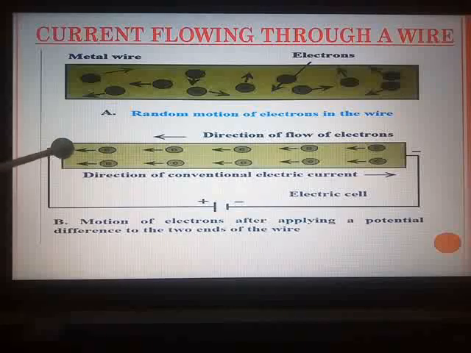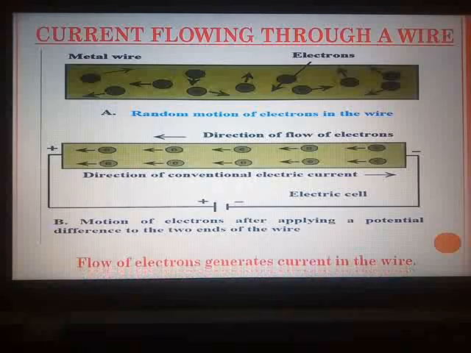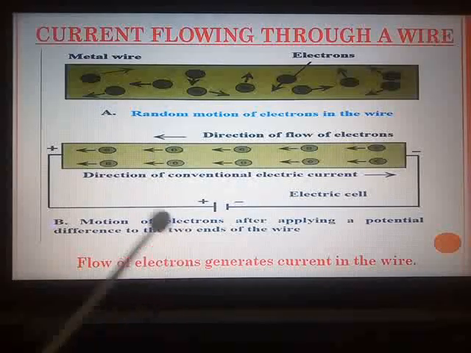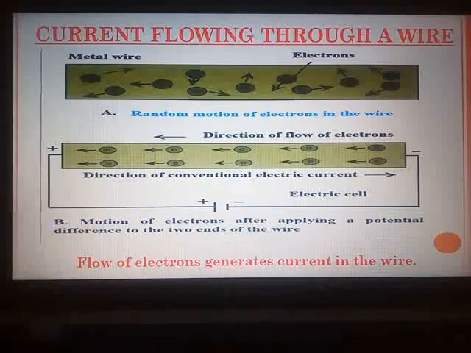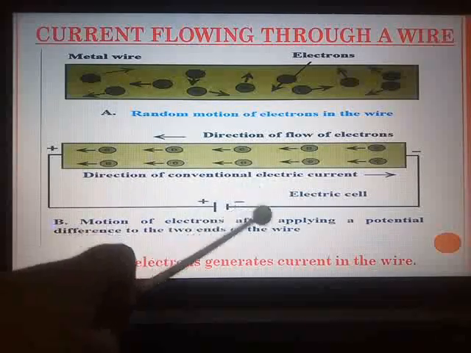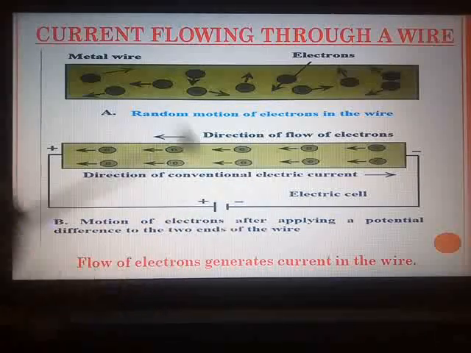And you can see this arrow. The direction of flow of electrons is from the negative to the positive terminal, and due to the flow of these electrons, current starts flowing through the wire. I have told you, for the flow of current, flow of electrons is required. So the flow of electrons generates current in the wire, and this motion of electrons is irregular, but there is a definite non-zero value to their average speed, their average velocity. So this is the motion of electrons after applying a potential difference to the two ends of the wire.